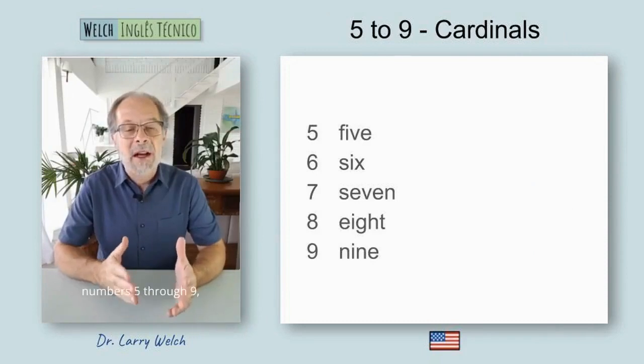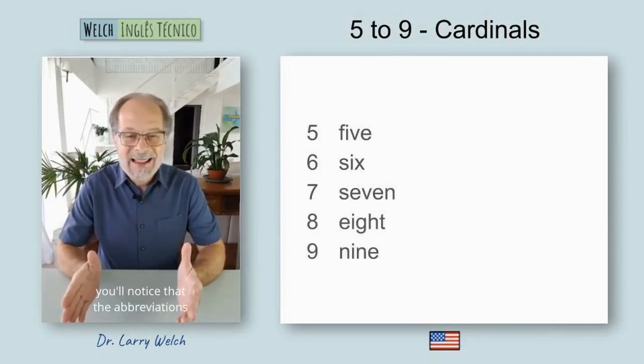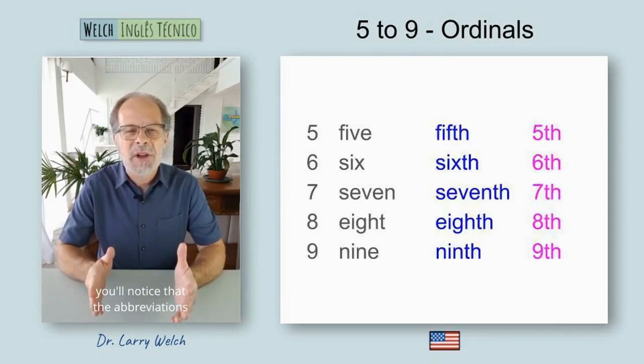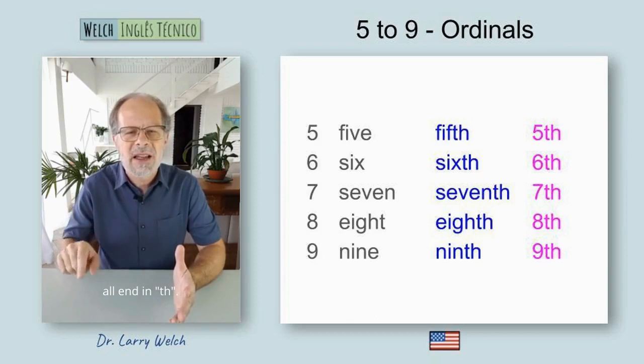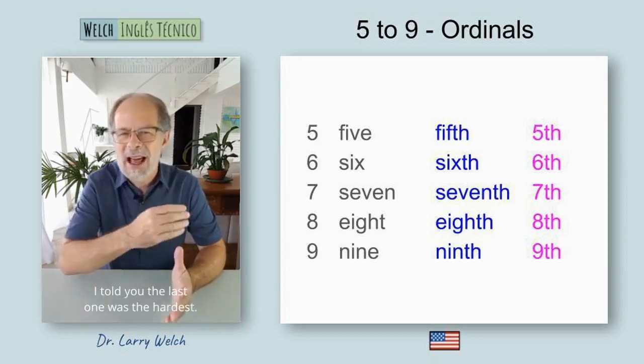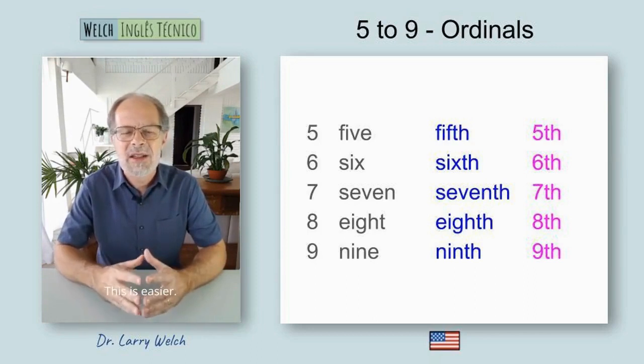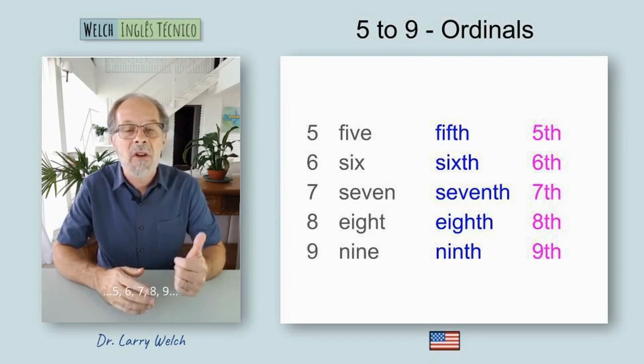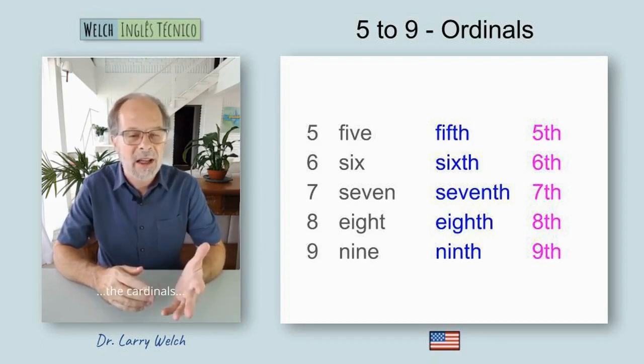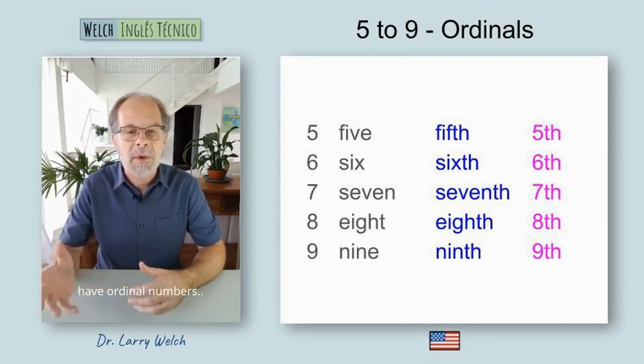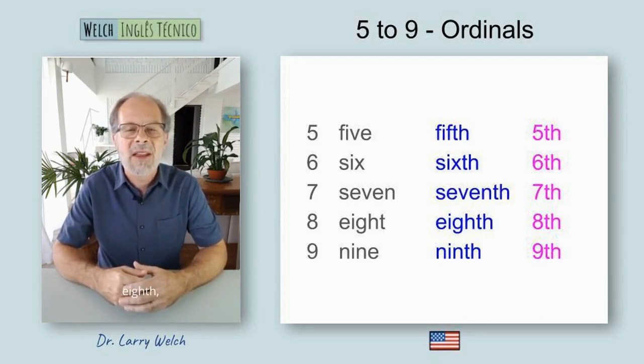Now when we look at numbers 5 through 9, you'll notice that the abbreviations all end in th. I told you the last one was the hardest. This is easier. All of them end in th. And so the numbers 5, 6, 7, 8, 9, the cardinals, have ordinal numbers 5th, 6th, 7th, 8th, 9th. Again, 5th, 6th, 7th, 8th, 9th.